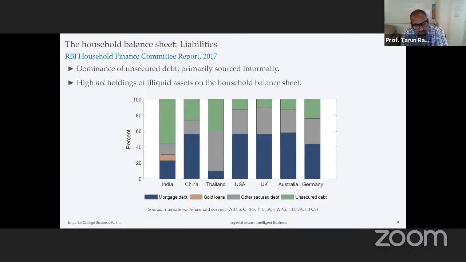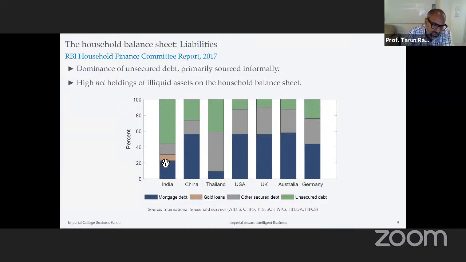Turning to the liability side of the household balance sheet in India as compared to other countries, what you can see immediately is that there's a very large fraction of Indian households' liabilities that are in the form of unsecured debt. And there's much, much less prevalence of the sorts of things that exist in more advanced economies, which are collateralized debt obligations like mortgage debt or other secured debt, which you can see in gray. It's really primarily unsecured debt in India.